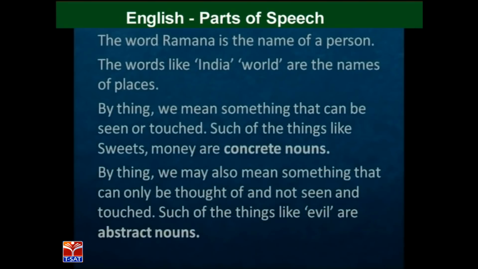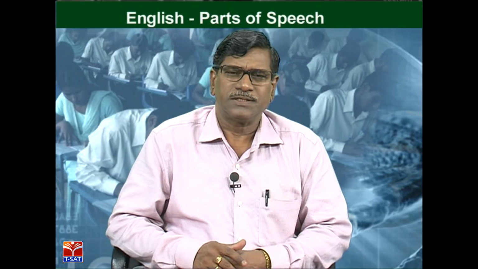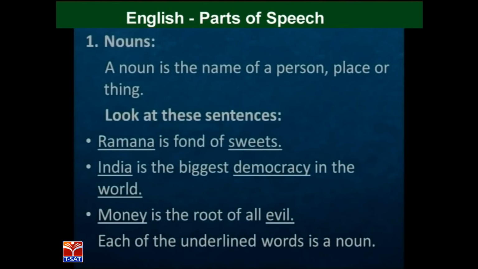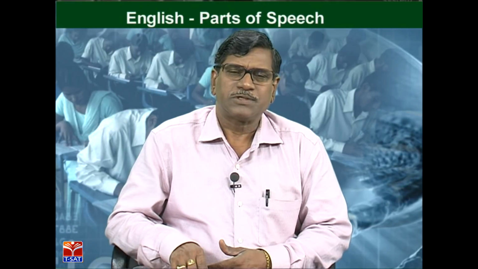They are called concrete nouns. By thing, we may also mean something that can only be thought of. We can't touch or see it, we can just think of it, such things like evil in the last sentence. This evil we can understand, but we can't touch it. So, things like that are called abstract nouns.